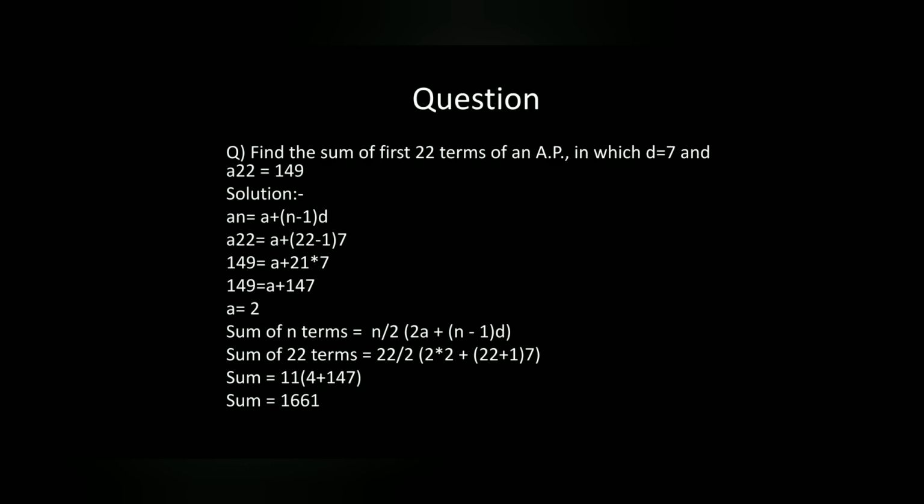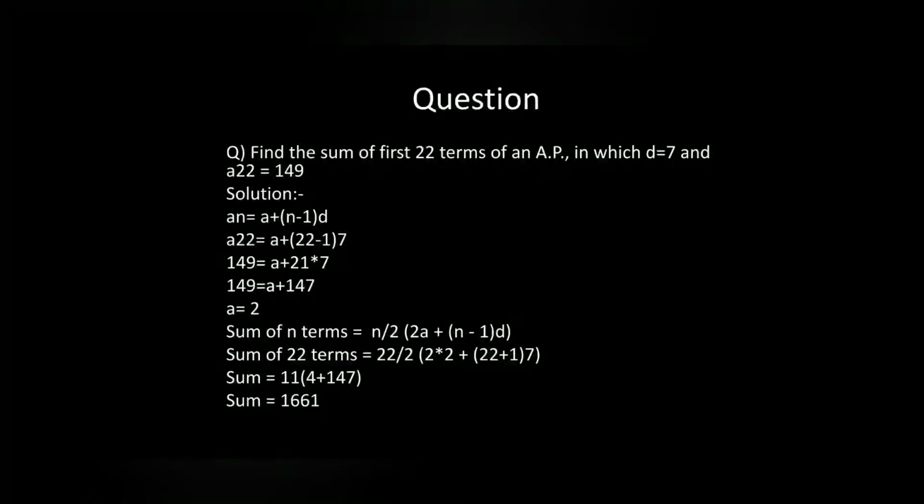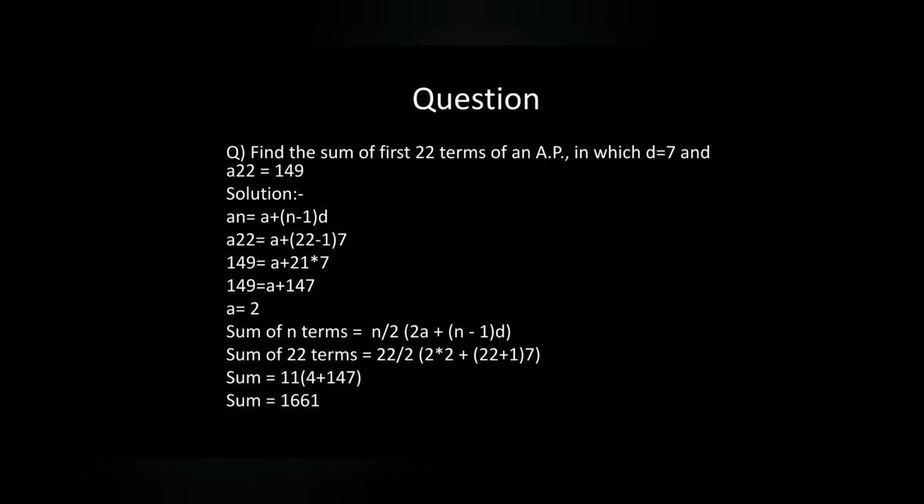So we got the first term as 2, and the 22nd term is 149. It is given that you have to find the sum of the 22 terms of the AP. We know d, we know the nth term, we know the first term, so it is very easy. Just put the values in the formula and you will get the answer. I hope it is understood, and the answer comes to be 1661. Okay, let's move further.